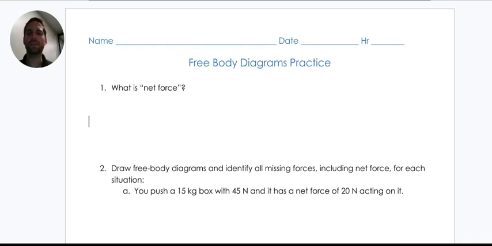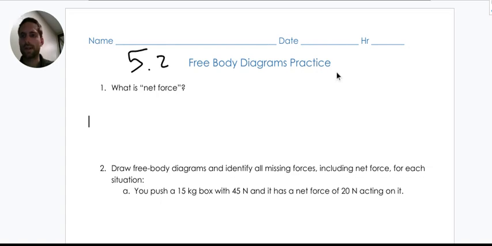For this assignment, the 5.2 free body diagram assignment, it is very important to understand it to do well on the Chapter 5 test. So, 5.2 free body diagram assignment practice.